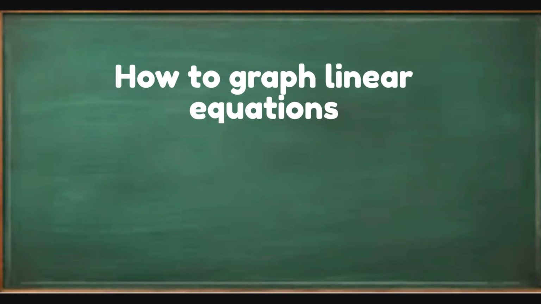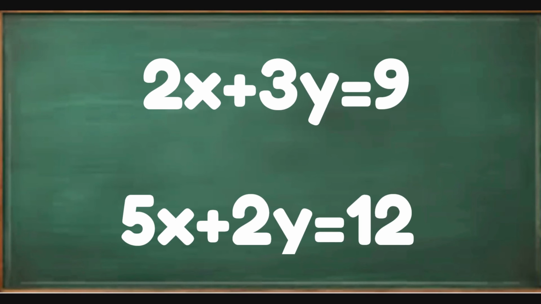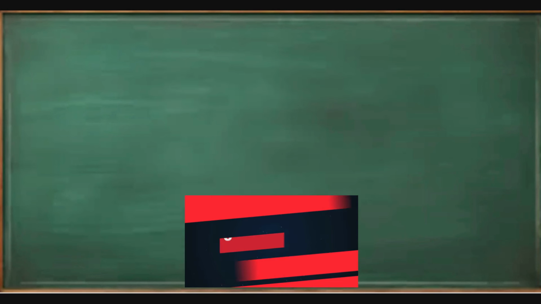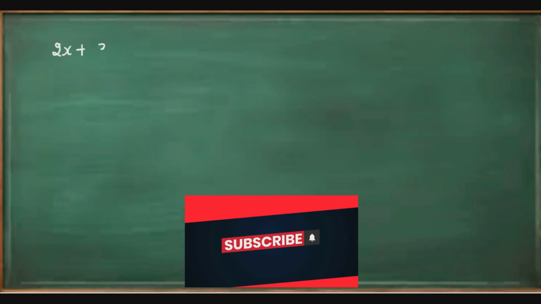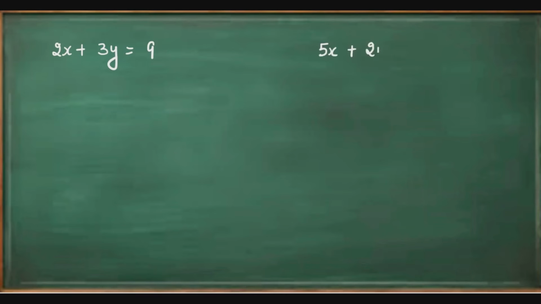Good evening everyone. Today we will learn how to draw a graph for the linear equation having coefficients with both x and y. For example, 2x plus 3y is equals to 9, 5x plus 2y is equals to 12.